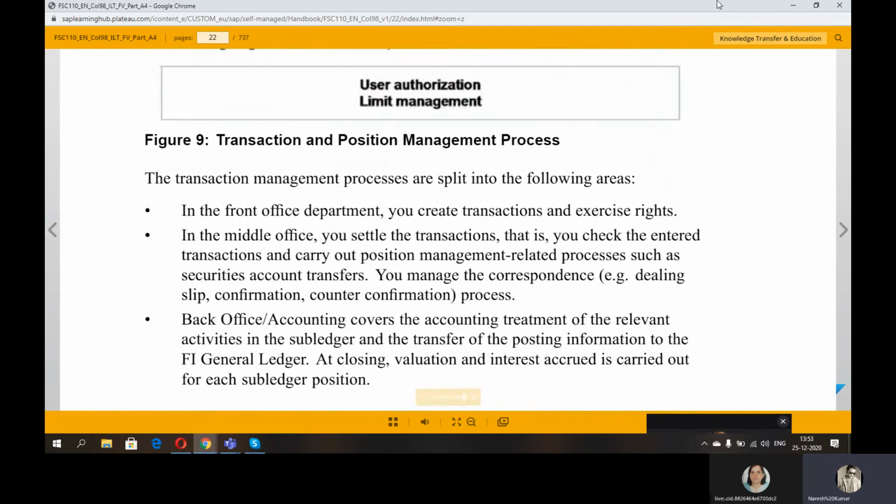Okay. So in front office, we create a transaction and assign rights. In middle office, the settlement of the transaction, that is we will be able to check and enter transactions and carry out position management related to processes such as securities account transfers. We manage correspondence, for example dealing with confirmation, counter confirmation, like that. The process will be taken, and back office based on accounting covers the accounting treatment of the relevant activities in the sub ledger, and the transfer of the posting information to the FI general ledger at closing. Valuation and interest accrued is carried out for each sub-ledger position.